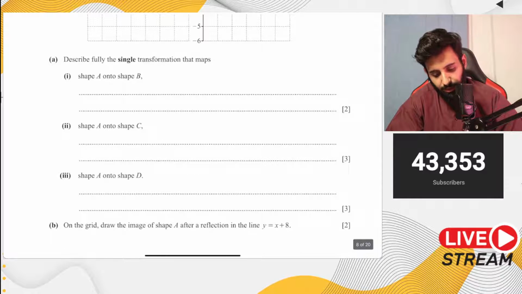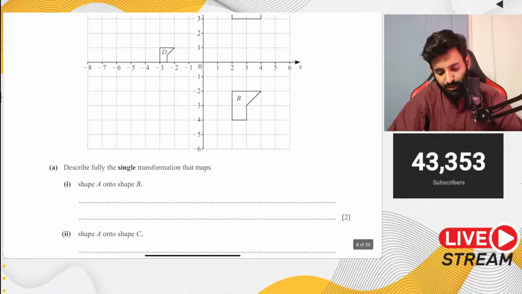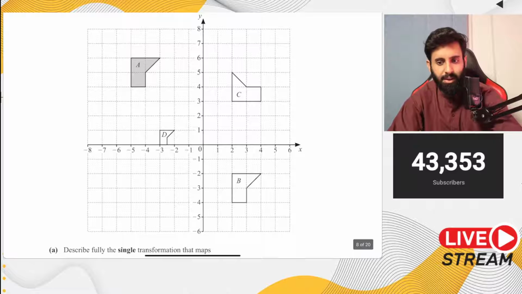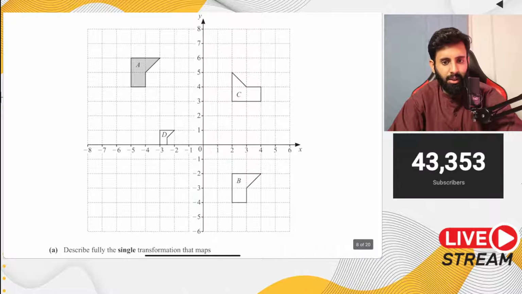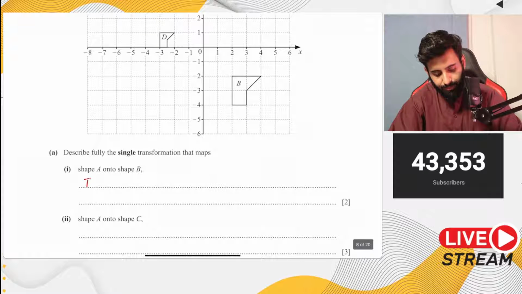All right, question number 4, transformation. It says describe fully the single transformation that maps shape A onto B. That's pretty straightforward. Shape A onto B is a translation. That gives us 1 mark.